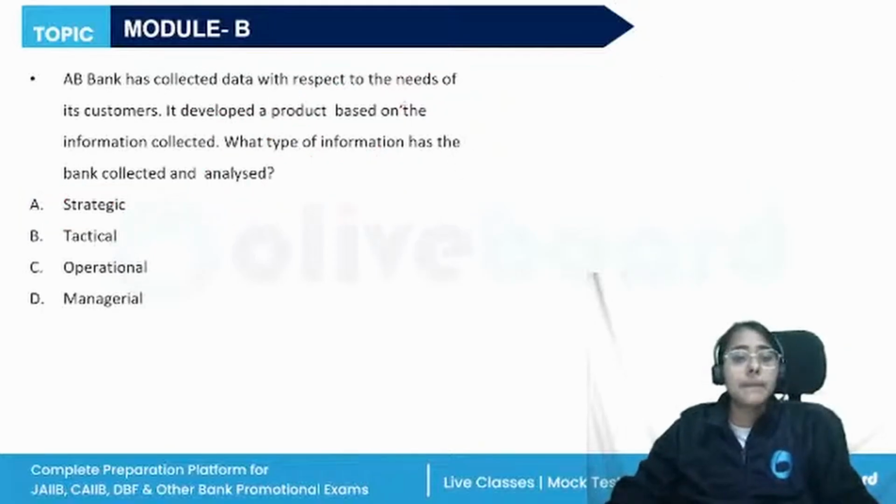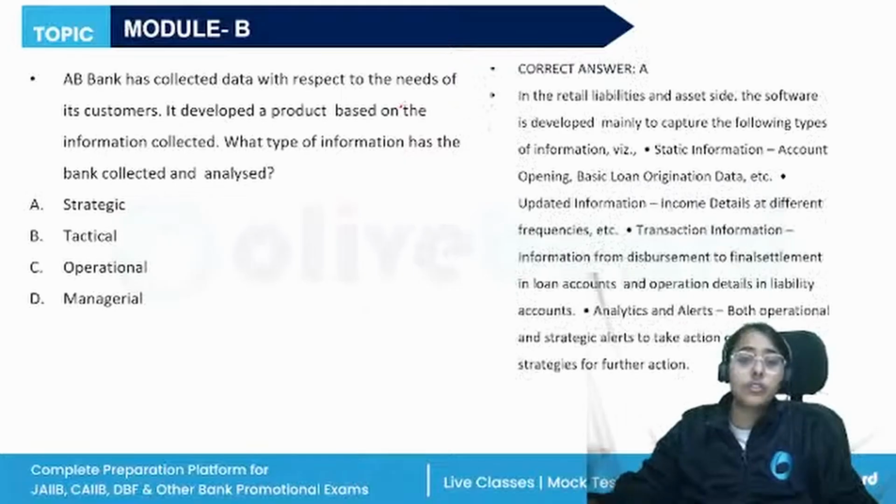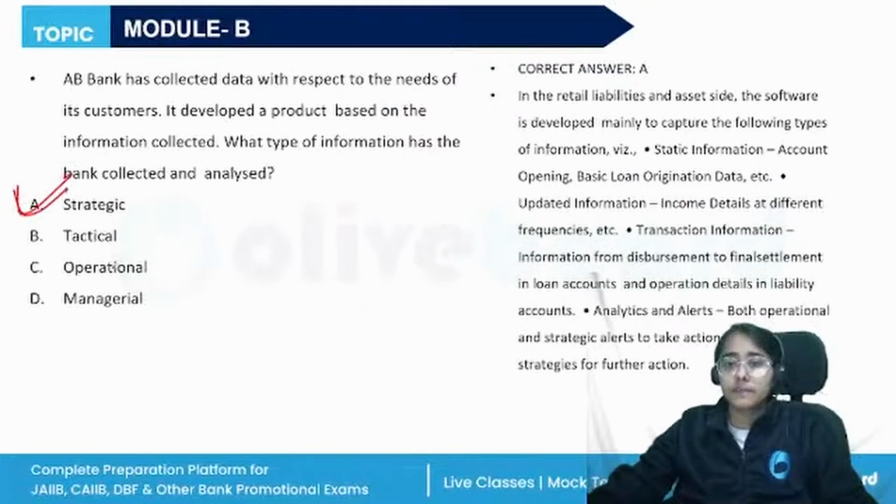Now, AB Bank has collected data with respect to the needs of its customers. So this is a case study type question, and it has developed a product based on the information collected. What type of information has the bank collected and analyzed? So there are four types of information that the banks collect from the market and the customers. We have strategic, tactical, operational, and managerial information. So when we are talking about the needs of its customers, then we are referring to the strategic information.